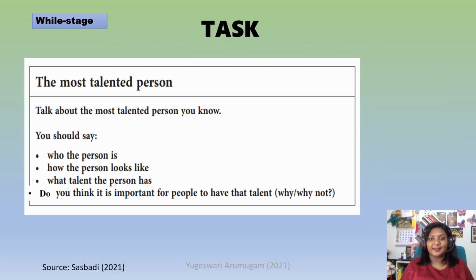Now, let us move on to the main task. For this, you need to talk about the most talented person. You should say who the person is, how the person looks like, what talent the person has, and finally, do you think it is important for people to have that talent? Why or why not?